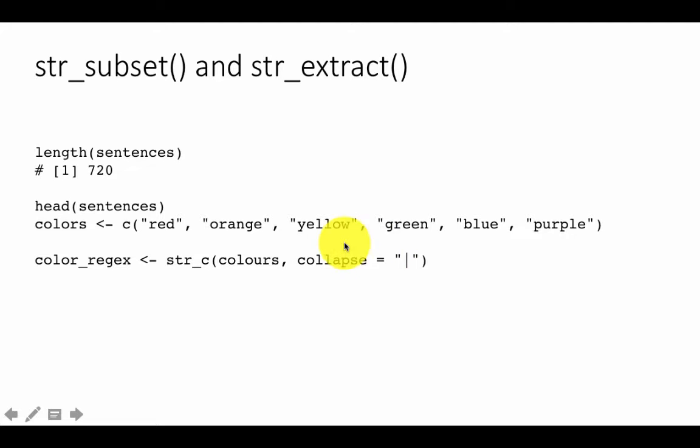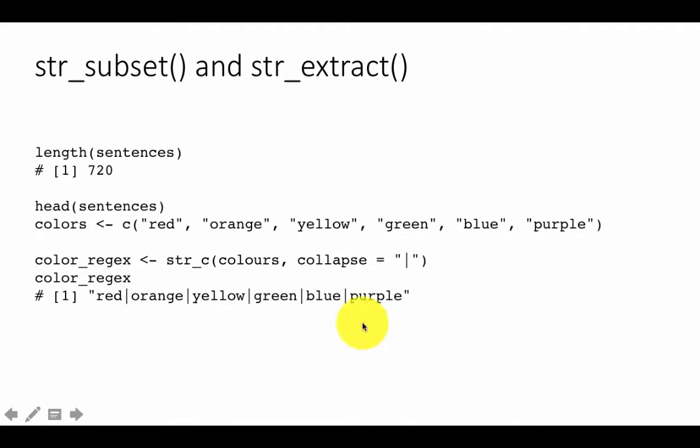So you could write a regular expression just by hand to do that. But what we are going to do, obviously, is use the collapse option of str_c. Remember, we studied this early on. So you can say color regex, or color regular expression, is str_c of colors, collapse equals the vertical bar. If you did that, then the result is going to be this, right? So instead of typing in this regular expression, we simply used it here. Okay, so let's jump into RStudio and see how it looks.